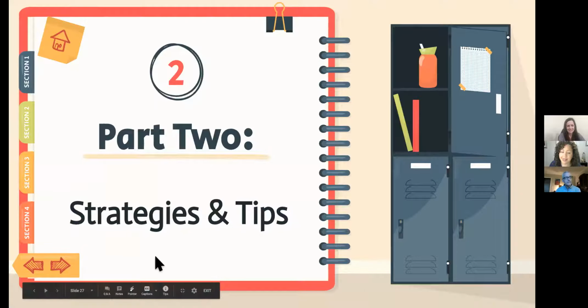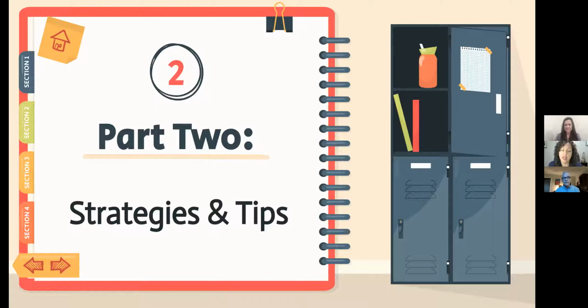There it is. Here we are with part 2. So now that you've understood hopefully a little bit about what blindness really is, now what I want to talk about is strategies and tips. What do you do when you're the general ed teacher and you get to partner in the education of a student with a vision impairment? So we're back looking at my slide. It's got my notebook. It says part 2. There's a clip art of the locker, audio description.